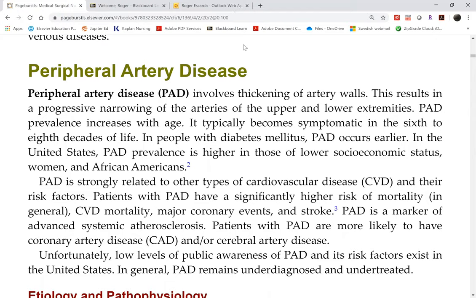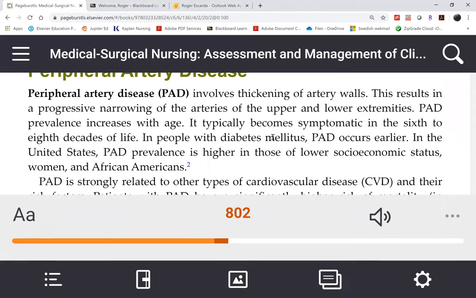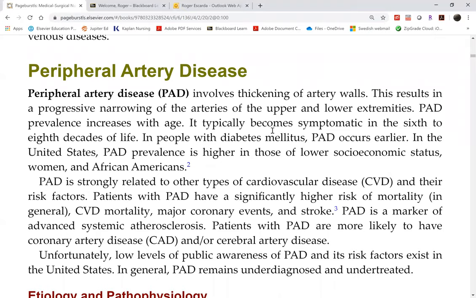Yes, professor. All right. Okay, so let's start with peripheral artery disease. The pathophysiology is the same as in chapter 33 and chapter 32. The patient still has atherosclerosis here, but the only difference is instead of this happening in a coronary artery, this one now occurs in a peripheral artery.